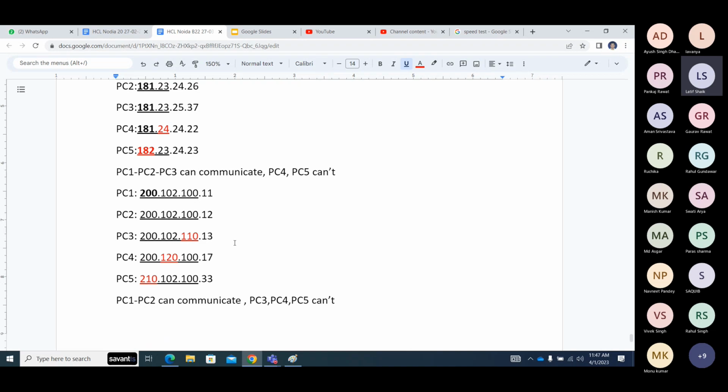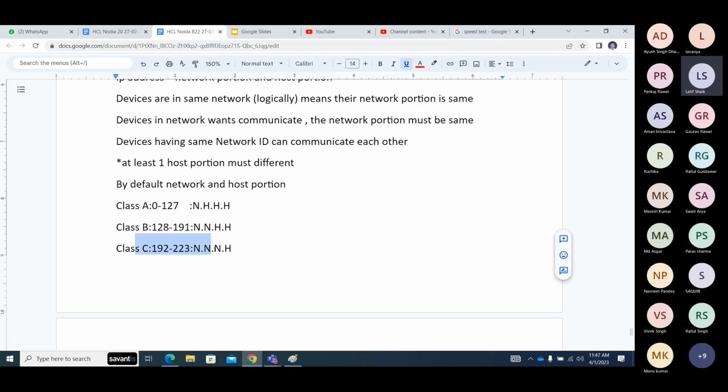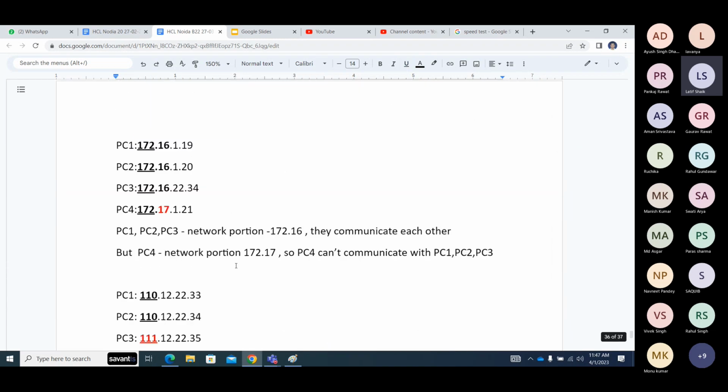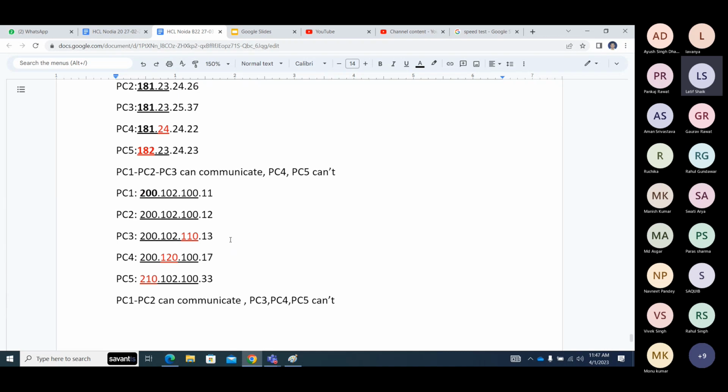Here it is class C. 200 means it is a class C. The first three portions are the network portion and the last portion is the host portion. The first three must compulsorily be the same.